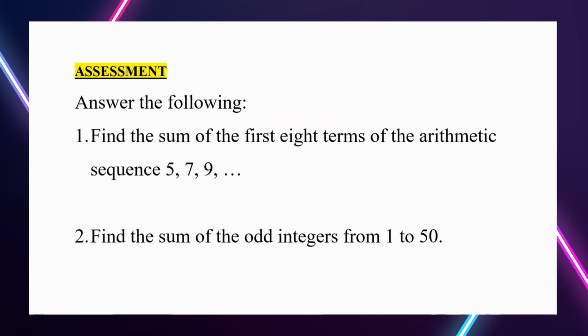Subukan naman natin ngayon kung naunawaan ninyo ang ating lesson through answering the assessment. Answer the following. Number 1, find the sum of the first 8 terms of the arithmetic sequence 5, 7, 9, and so on and so forth. Number 2, find the sum of the odd integers from 1 to 50. So gamitin natin ang dalawang formula para masagot ang 2 given problems.